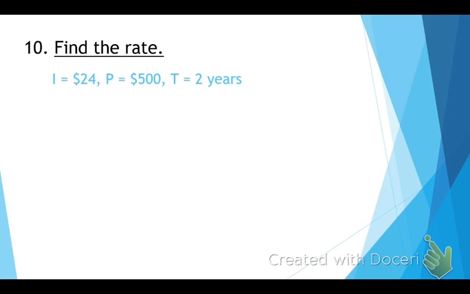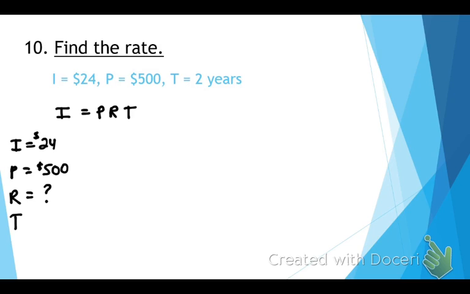All right, so for this one, you've just got to identify, you're finding I equals PRT. You're just going to go ahead and figure out what it is that we already know. We know our interest is $24. Principal is $500. We do not know the rate. That's what we're looking for. And your time, we know, is 2 years.